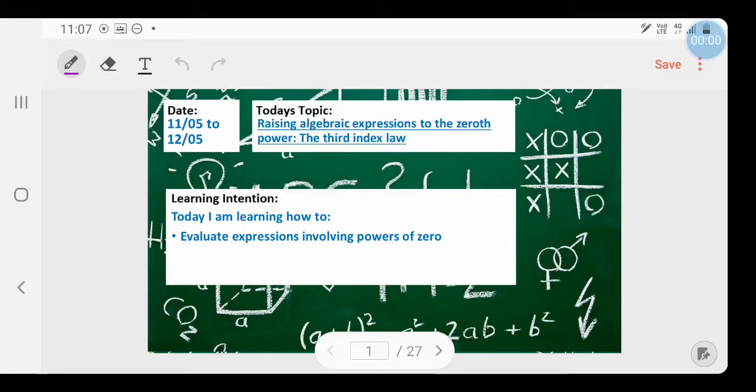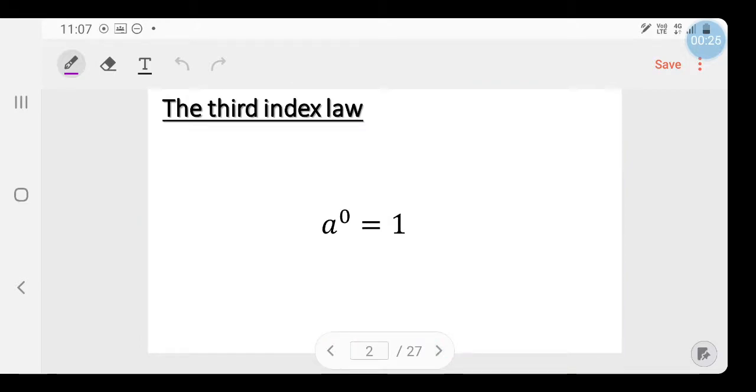G'day Year 7s. Today we are looking at what's called the third index law. Now we've done the first and the second index laws. The third is the strangest. In a strange way it's probably the easiest, but in another way it's the most confusing. It's a strange one, but once you get the hang of it, you'll soon see that it's easy to work with. Okay, so what is the law?